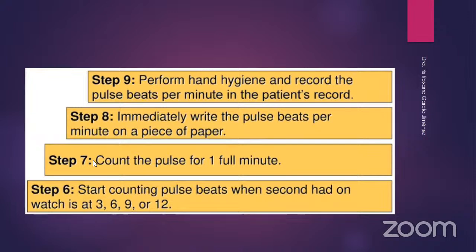Step 7, count the pulse for a full 1 minute, not 15 seconds, not 30 seconds, not 20. It's not correct to count 15 and then multiply by 4. It's not correct, but we do it because it's practical, right?